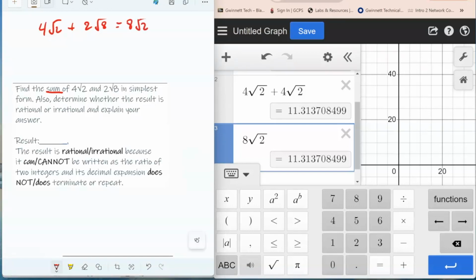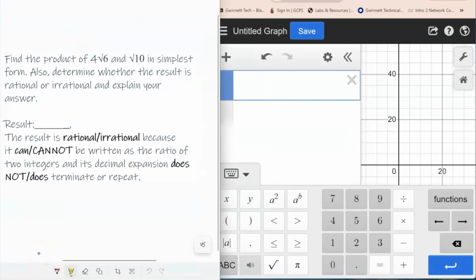Now, if you still have a radical in your answer after you simplify, what can you tell me? Is it rational or irrational? It is irrational because it cannot be written as a ratio of 2 integers, and its decimal expansion does not terminate or repeat. So if you look at the answer here, it's a non-terminating decimal, and it keeps going, and there's no repeating decimal. So this is irrational.